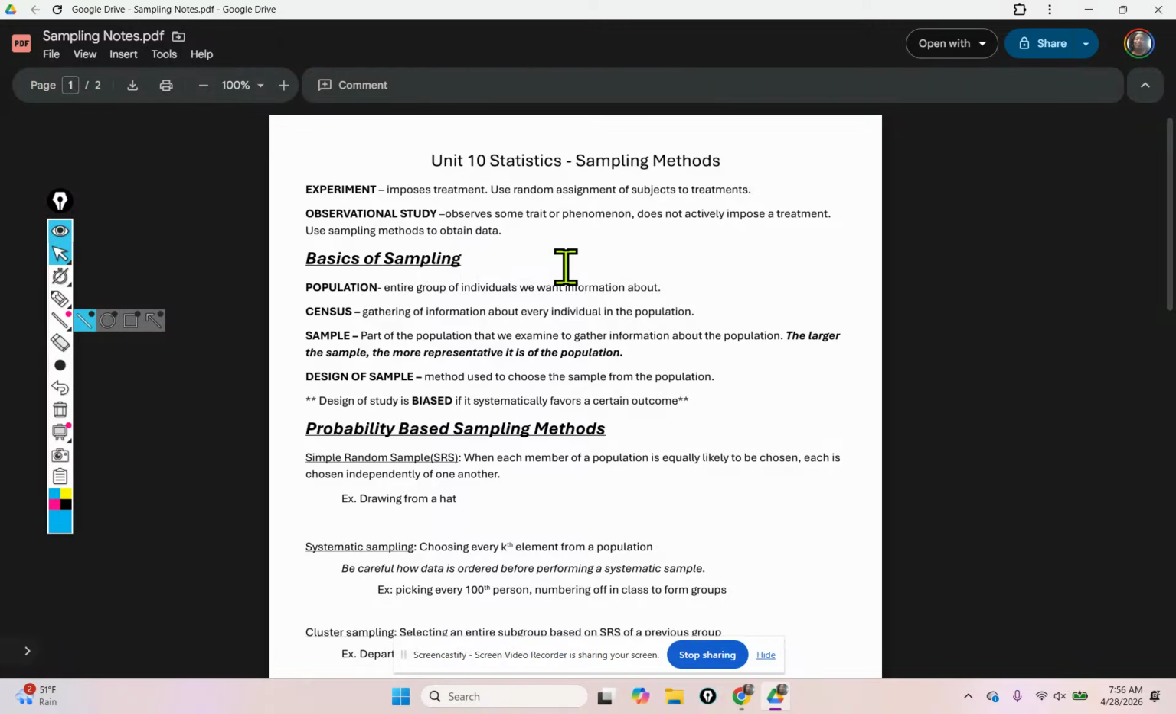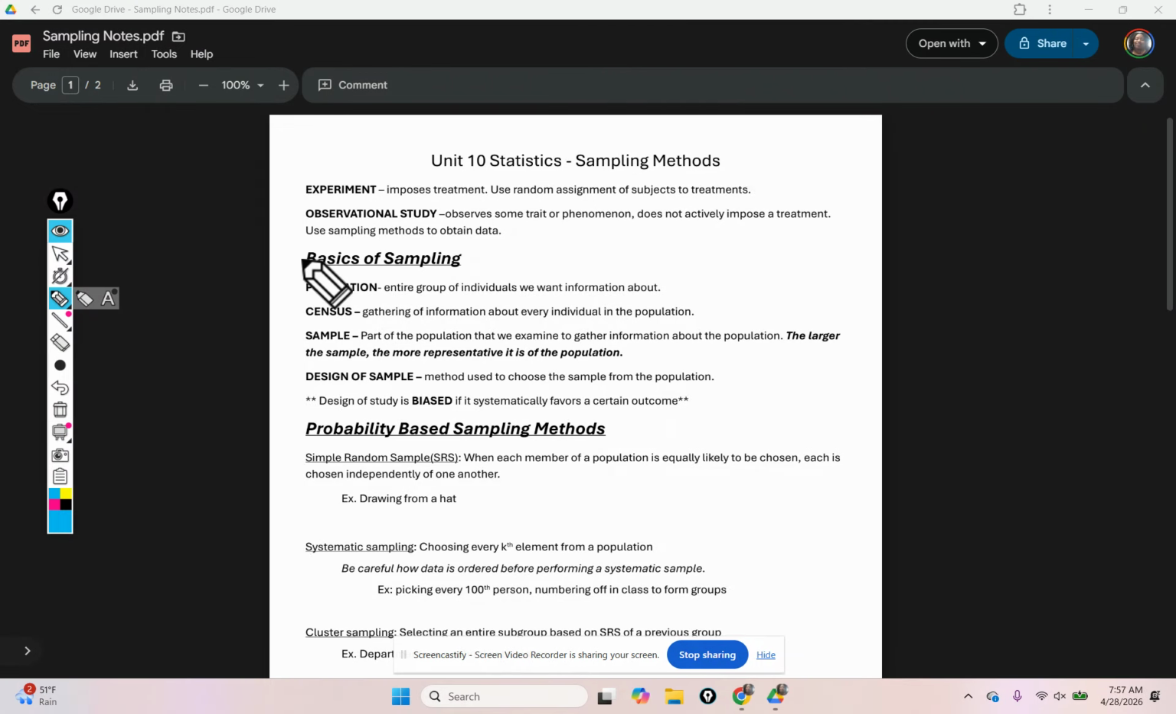An observational study is when you're just basically watching or looking at something. It observes some trait or phenomenon, does not actively impose a treatment, and it uses sampling methods to obtain the data. Okay, so basically you're just watching. For an observational study, you're just watching, and in an experiment you impose treatment.